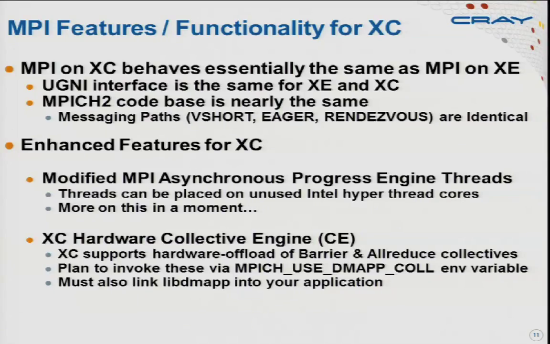So yes, this is meant to speed up barriers where you're basically passing around a 64-bit integer, and some of the floating point collectives where you're doing one or two words and basically it's acting like a barrier, but not larger than that.